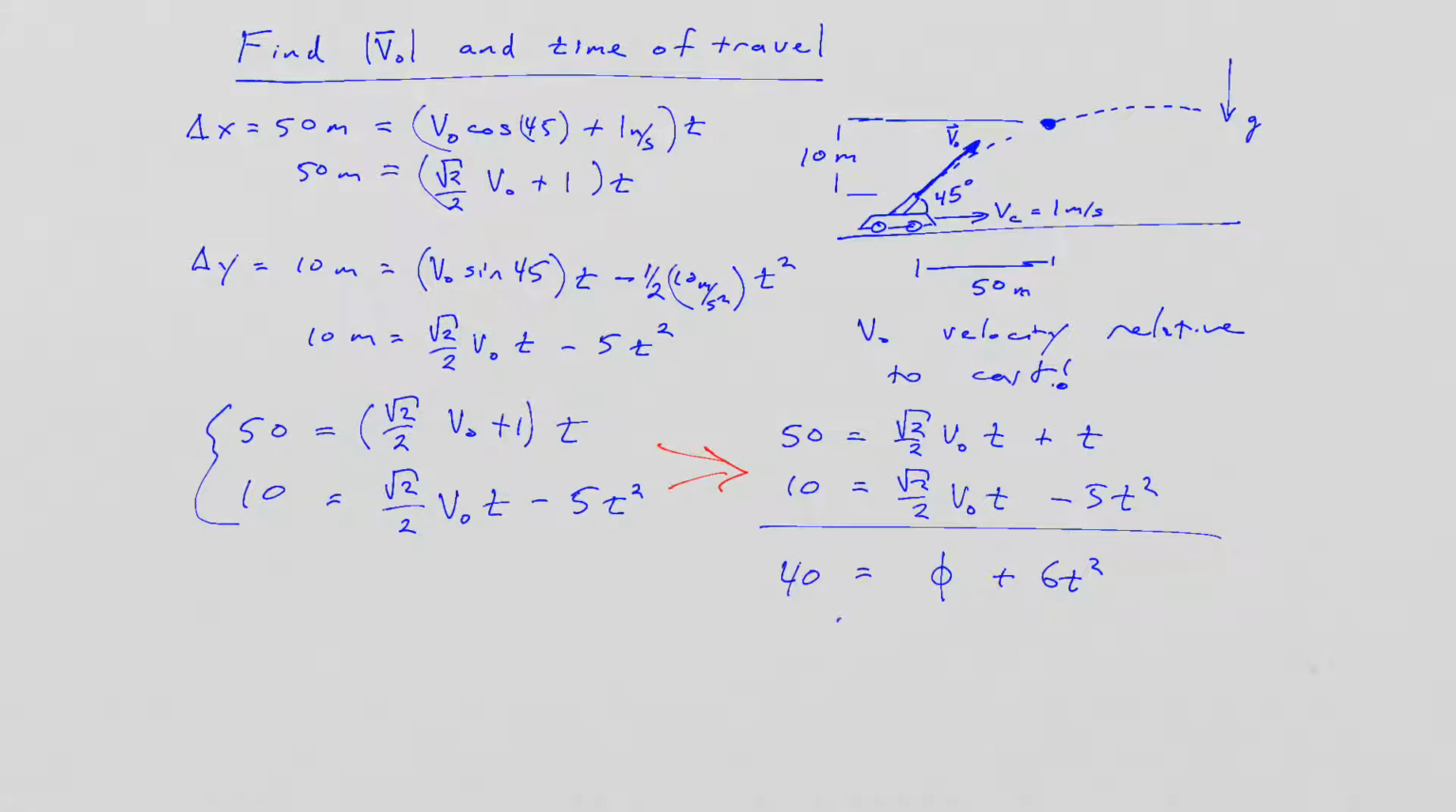The result then here says that t squared is equal to 40 divided by 6, or t is equal to what looks like 2.58 seconds.